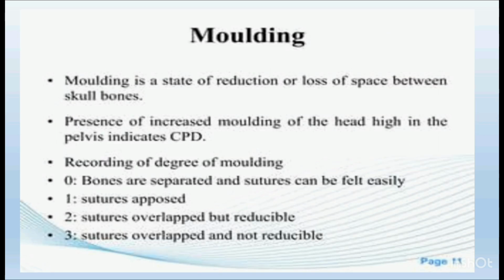Next, molding. Molding is a state of reduction or loss of space between skull bones. Presence of increased molding of the head high in the pelvis indicates CPD, cephalopelvic disproportion. Recording of degree of molding: 0 indicates bones are separated and sutures can be felt easily. 1: sutures are opposed. 2 indicates sutures overlapped but reducible, and 3 indicates sutures are overlapped and not reducible.